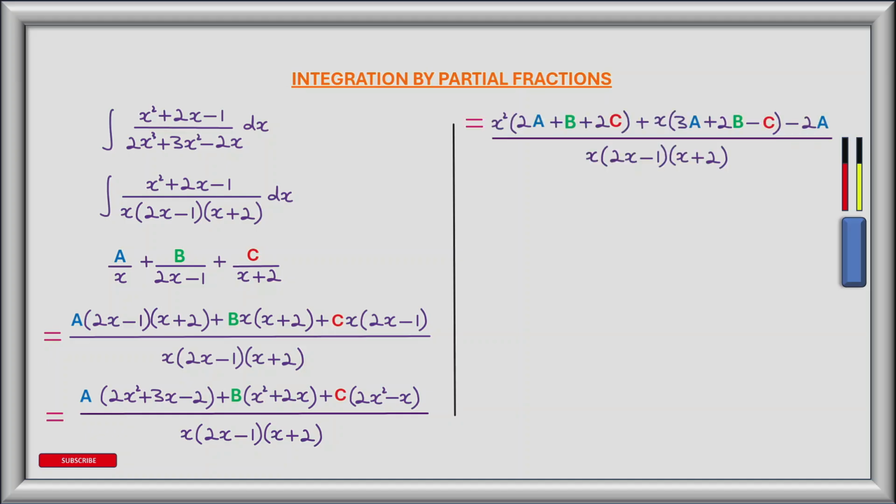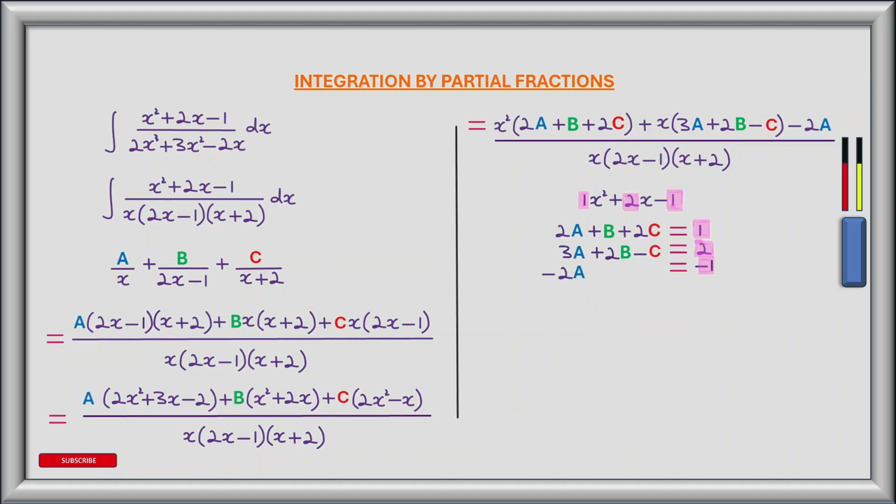The next stage is to group the x squared, x, and constant terms together in the numerator. If we do this, we see that the x squared and x terms have coefficients comprising a, b, and c, and the constant term is minus 2a. The denominator remains unchanged. I've now removed the coefficients and constant from the numerator of this new expression and compared them with the original expression. As both expressions have only an x squared, x, and constant term in the numerator, and the denominator is the same, we can equate the coefficient of each and solve for a, b, and c.